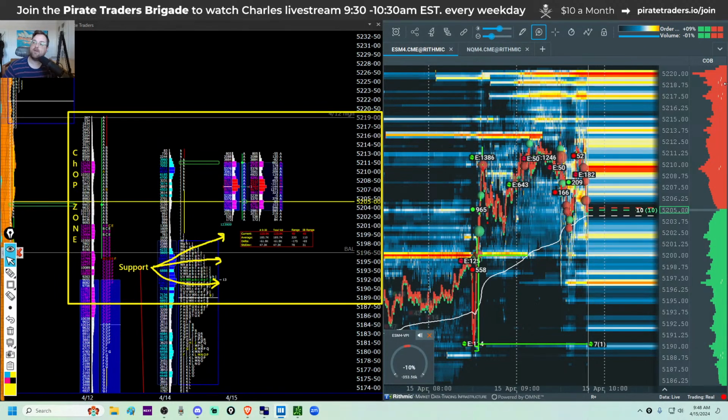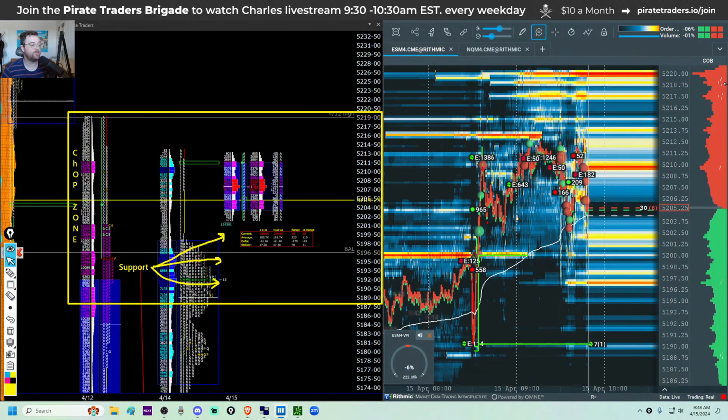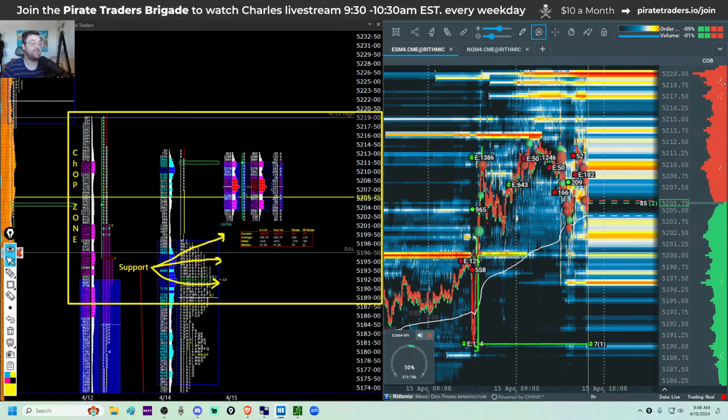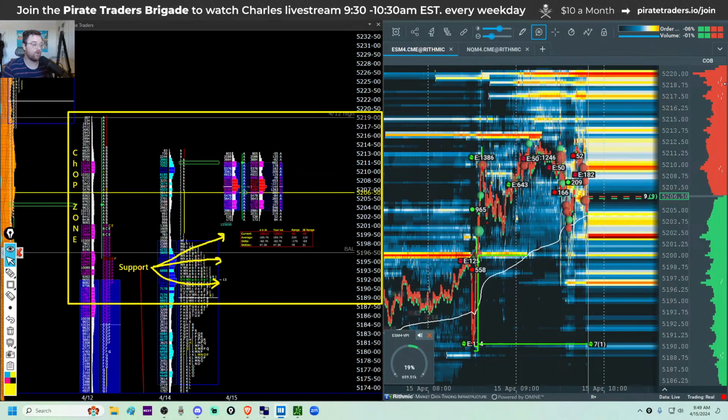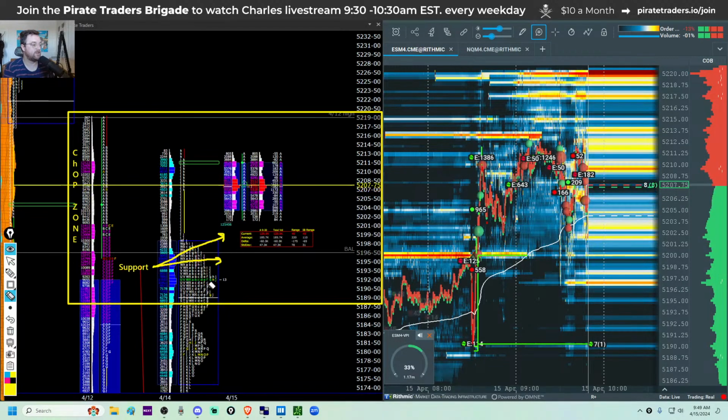Griff says, do I ever use the overnight POC? Not exactly. It is a level that my eyes will notice. As a matter of fact, if you're looking right now, where did I put the support level? The furthest down support, right at that overnight POC. Now, did I do it purely because it's the overnight POC? No, of course not, right? There's 3 reasons why that was interesting to me.